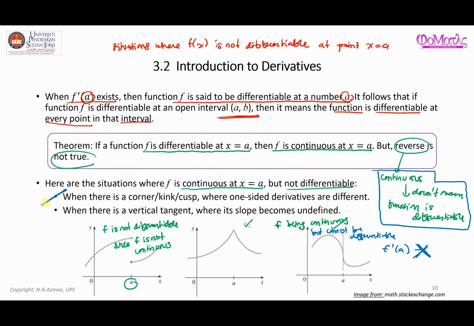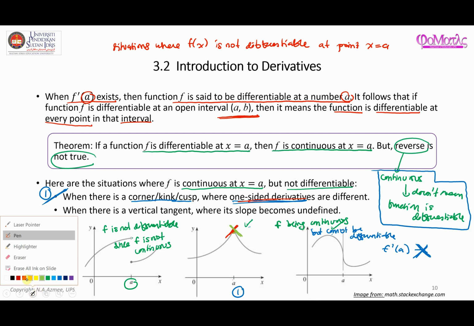This is the first case: there is a corner, a kink, or cusp where one-sided derivatives are different. What does that mean? Look at this point a. At this particular point there is a corner. If you try to construct the derivative, it will be a different value for each one-sided derivative. On this side the derivative is going to be positive, and on this side it is going to be negative, because the slope can go either way at that corner. That's why we have a continuous function but not differentiable. So that's the first case.